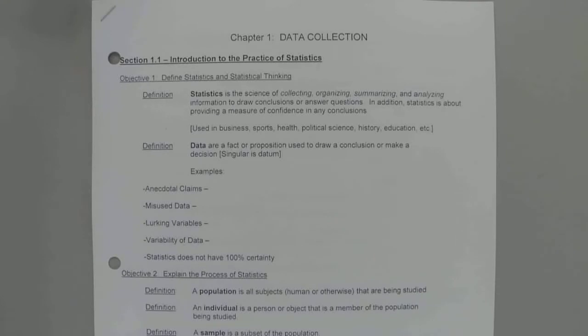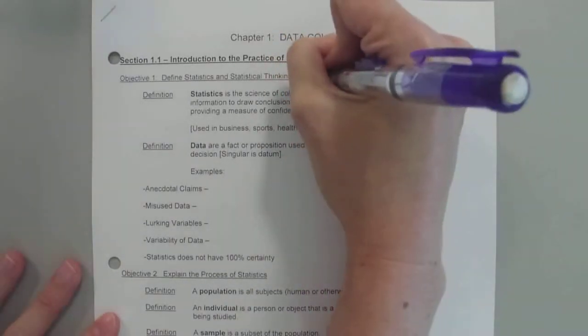It's the science of collecting, organizing, summarizing, and analyzing information to draw conclusions or answer questions. In addition, statistics is about providing a measure of confidence in any conclusion. So some people remember it as COSA, an acronym, C-O-S-A. Collecting, organizing, summarizing, and analyzing, so you can kind of remember that.